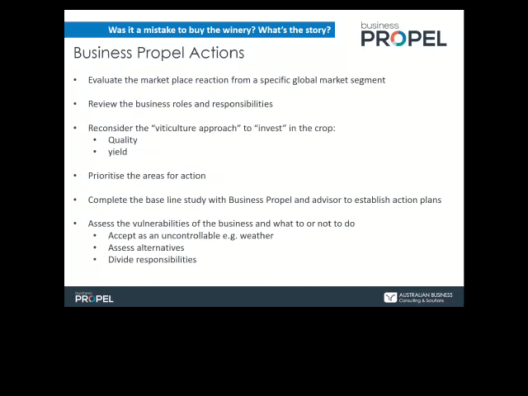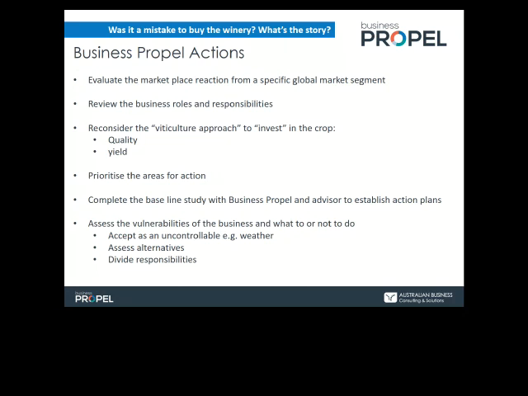So what have we decided? Well, we've got to evaluate the market reaction to a specific global segment. These people have a specific variety of wine. They have a very specific capacity for where they will sell it. So we have to go and analyze that. The roles and responsibilities of the people, they have specific talents. One's very good at sales and understanding the market and the culture of where they're going to be selling. One knows how to create a premium vineyard and is a dab hand at making the wine, provided they gather together around them a quality team.